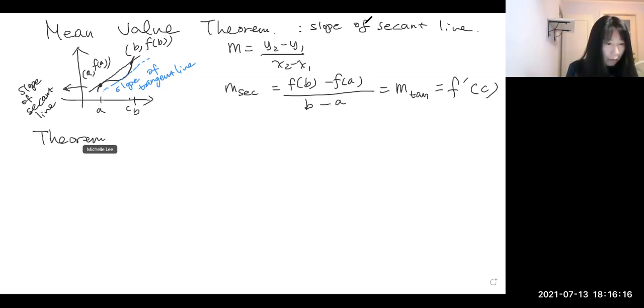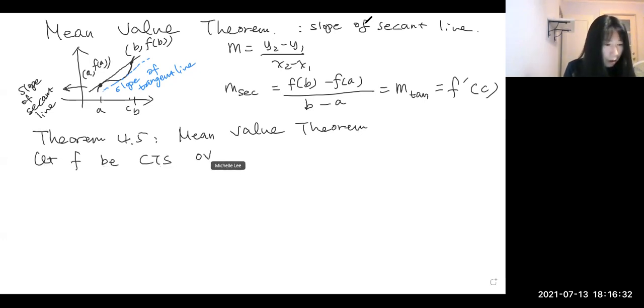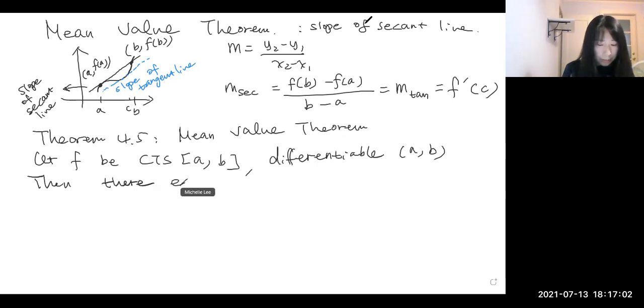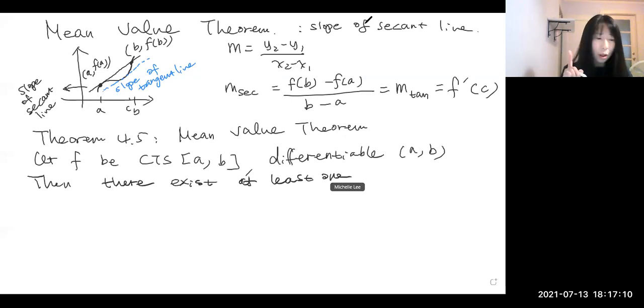Now the theorem 4.5, mean value theorem. I mentioned 3 times already. Let f be continuous over the closed interval, and differentiable in the open interval, which is the same as Rolle's theorem condition, right? Then it's different here. There exists at least 1 point, at least 1 means it can be more. It can be 1, it can be 2, it can be 3, right? It depends on the graph.